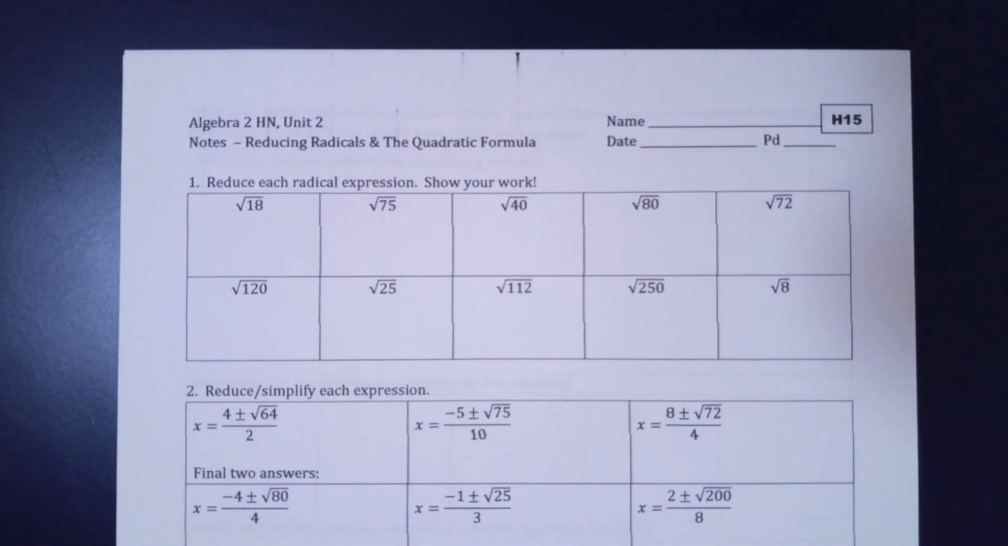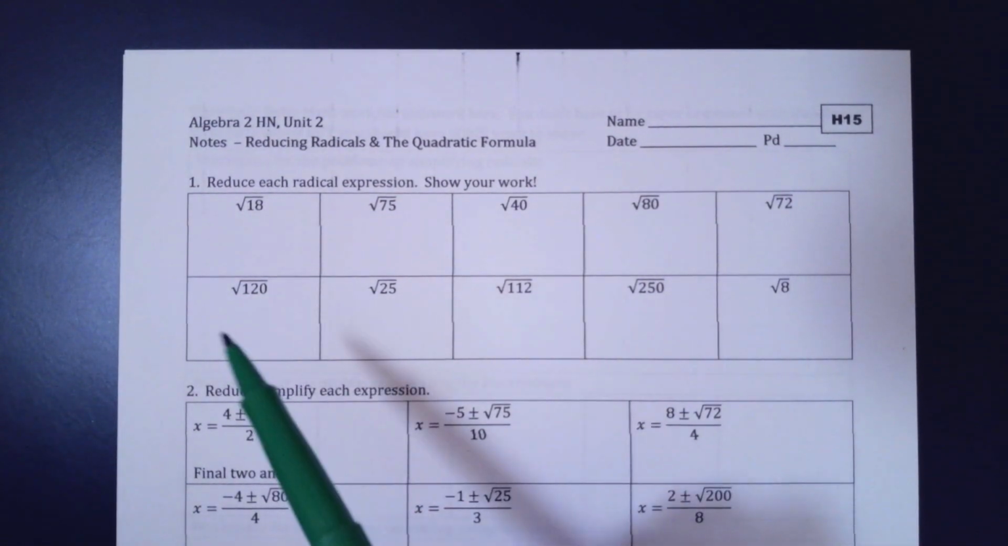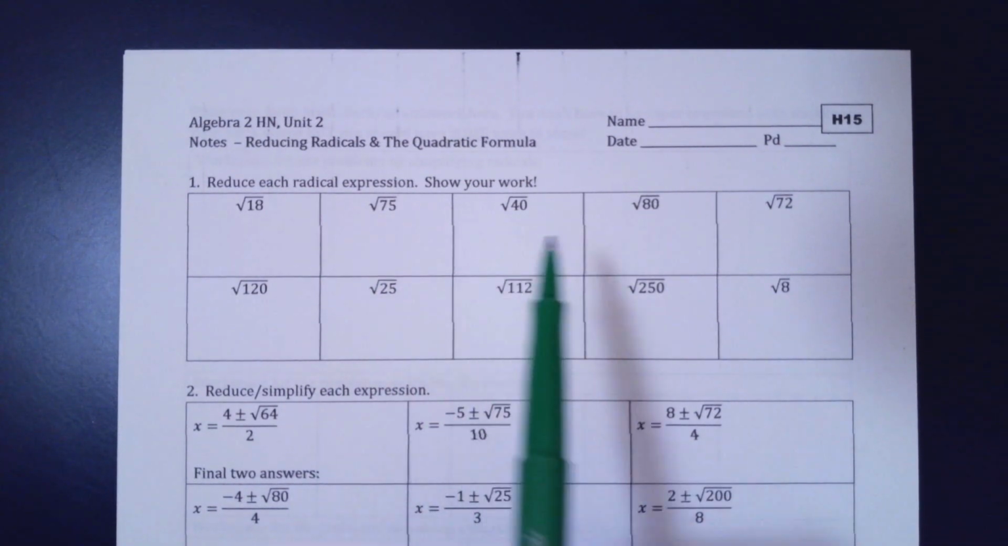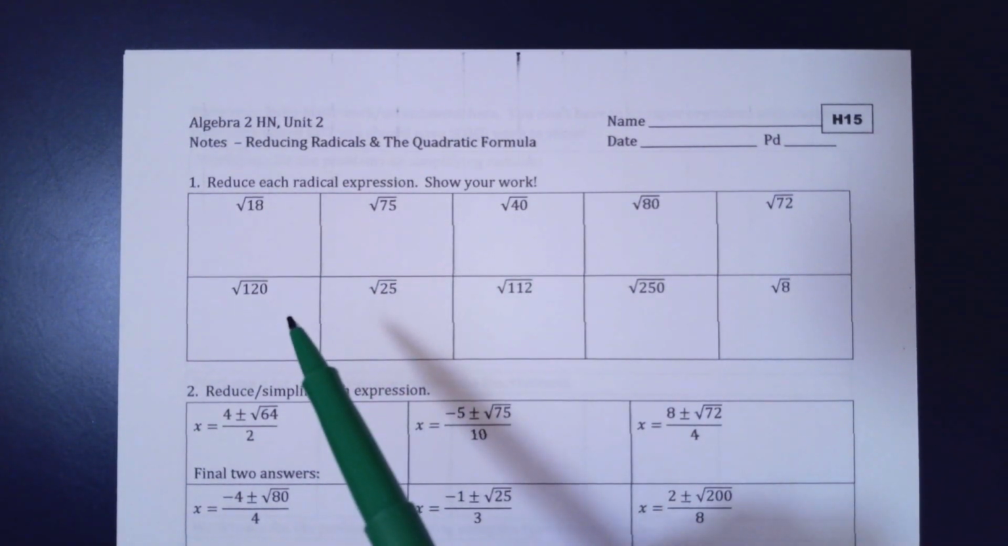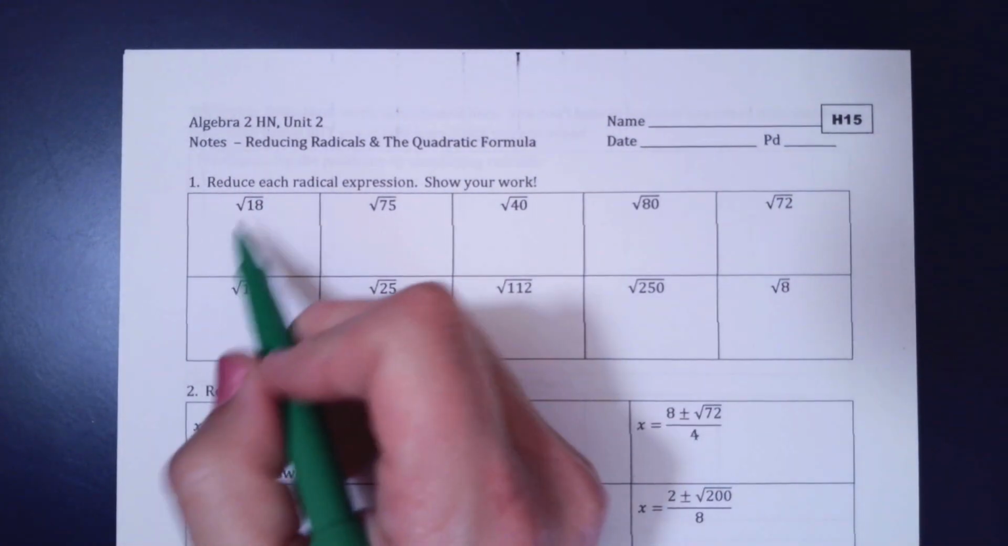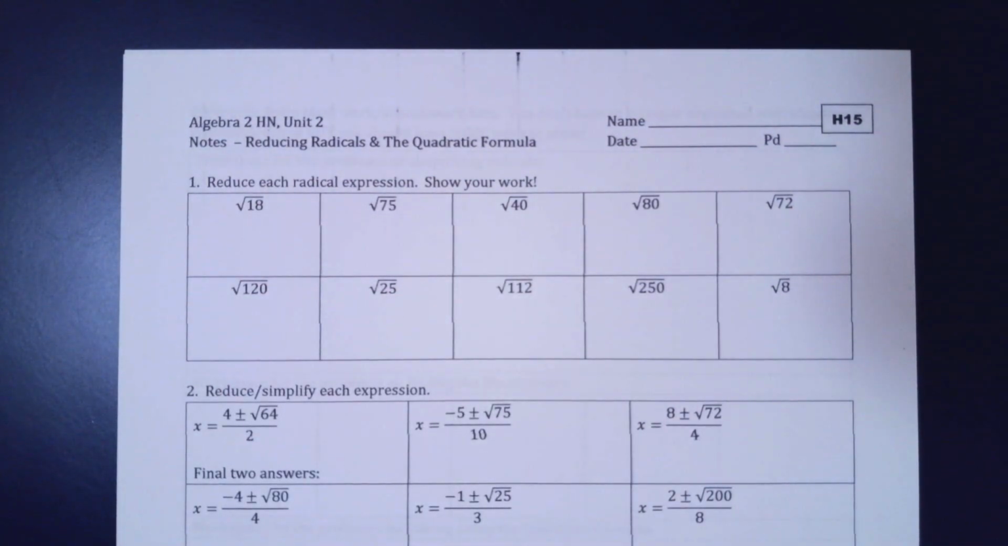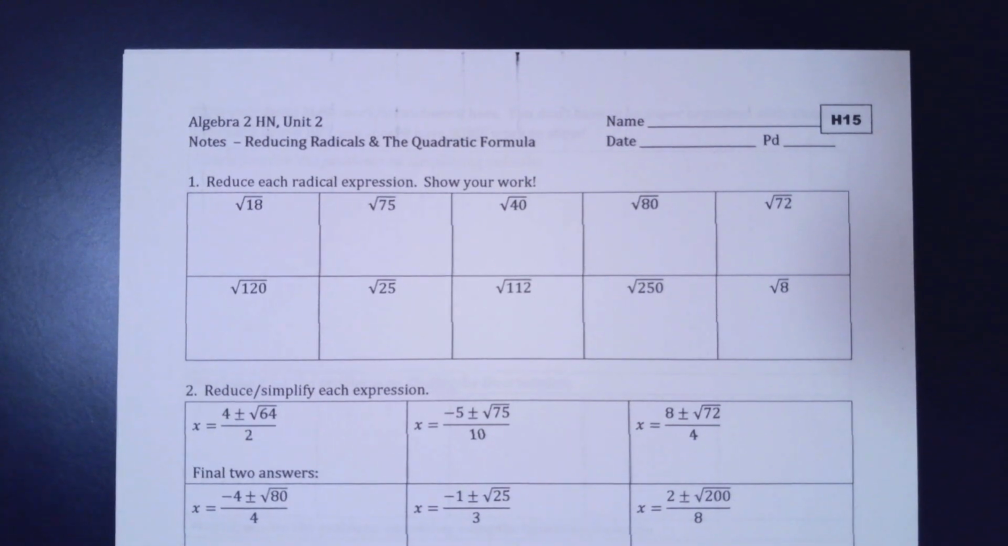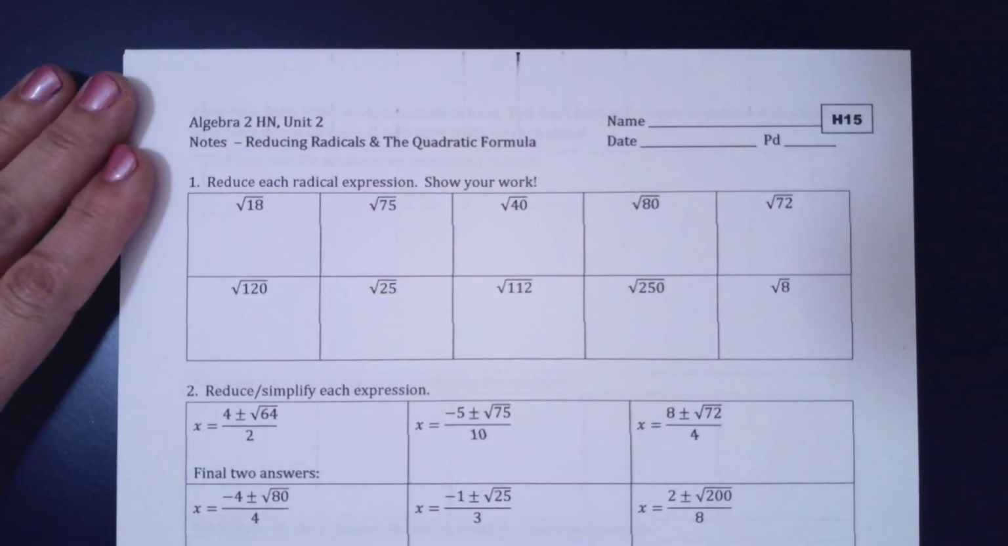All right, so here we go with these notes. First, we have to remember from Algebra 1 how to reduce square roots. You might have learned the birthday cake method, or breaking it down. We're going to do that, or you can still do that, but I want you to realize something that makes your life a little bit easier and faster.